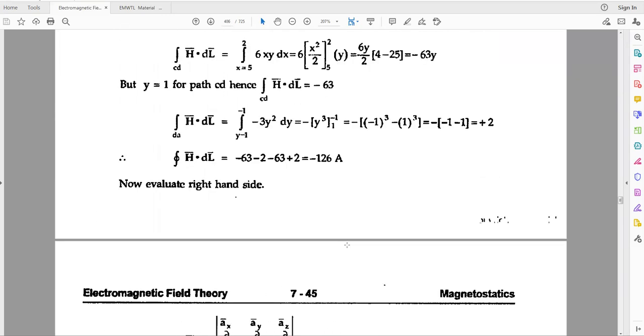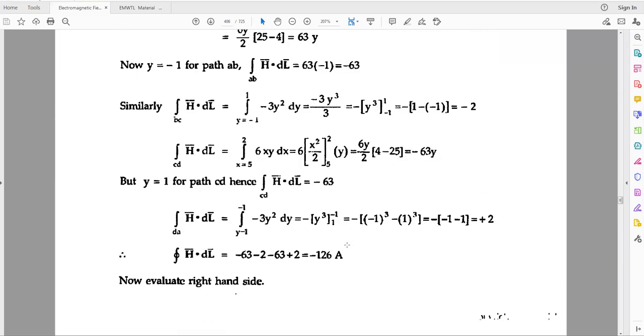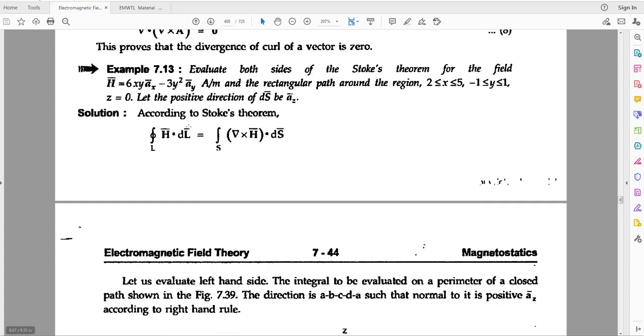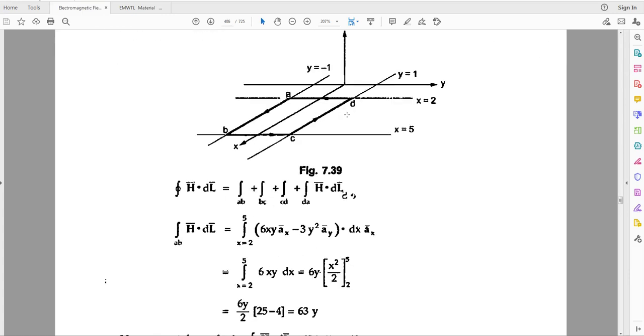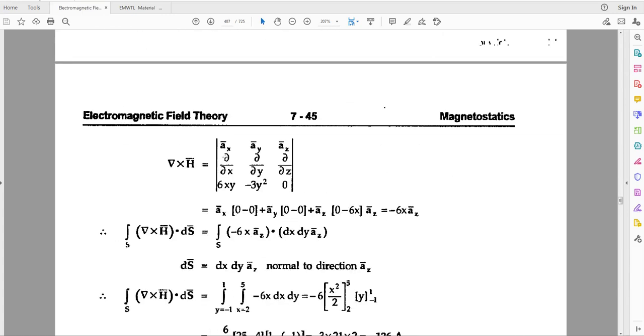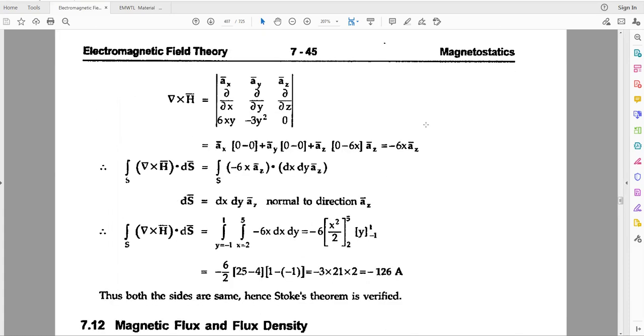The value is the integral of H bar dot dl bar, the left hand side. The right hand side is del cross H bar dot ds bar. Now del cross H bar in the Cartesian coordinate system: the a_x coefficient is 6xy and the a_y coefficient is minus 3y square. Apply the del cross: the a_x bar coefficient is 0, since the dou by dou z of this function is also 0. Then minus a_y bar.